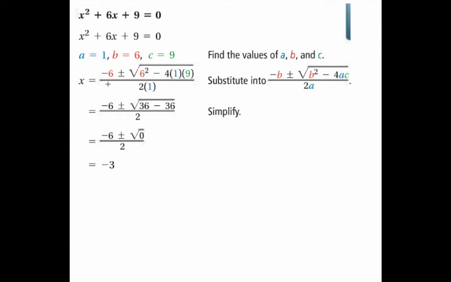Notice B is 6, so when I substitute it into the formula here, I wind up with -6. So I calculate 6 squared, that's 36, minus 4 times 1 times 9, that's minus 36, all over 2. 36 minus 36 is 0, so I get -6 plus or minus the square root of 0 over 2. Well, the square root of 0 is 0. So really I'm just left with -6 over 2, which is -3. So here I have one solution. Okay. Now, what does it mean? What do the number of solutions mean graphically?